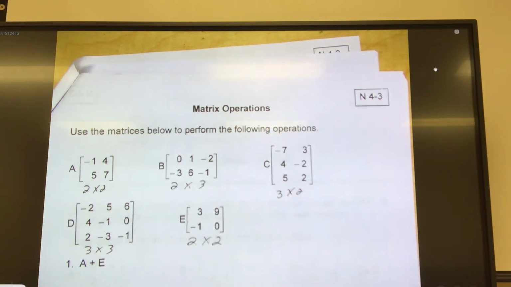Okay, the first one says A plus E. So I'll look at A and I'll look at E. In order to add or subtract matrices, they have to be exactly the same dimensions. They're both 2 by 2, so they both work out just fine.